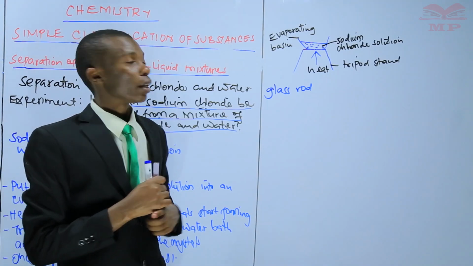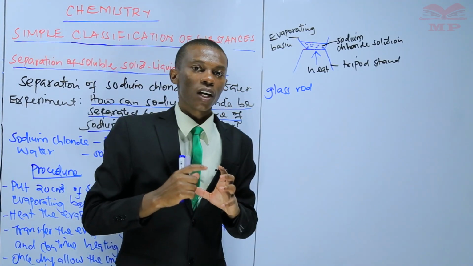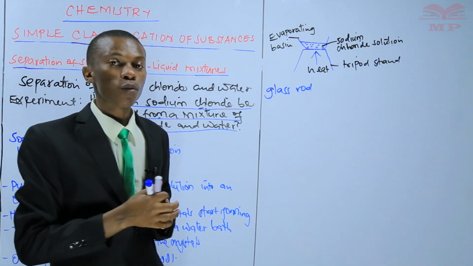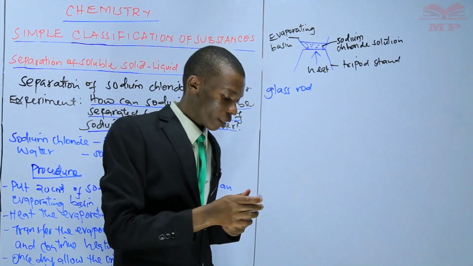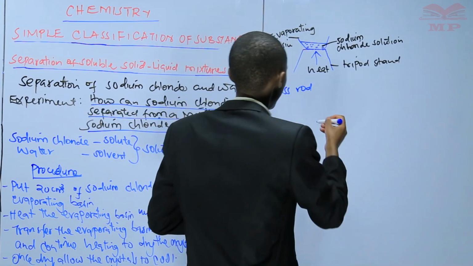And what you do is you remove the evaporating basin from the direct heating, and then you put it on a water bath. What we mean by a water bath is this.